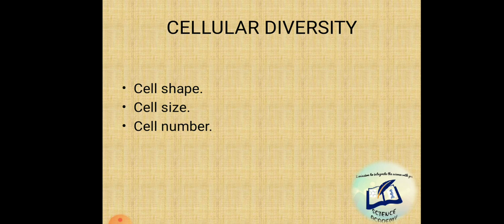Okay. So now cell size. Cell size also varies in different organisms and also in different parts of the same organism. Similarly, cell number also varies in the same way. So, cells have diversity in these three manners: cell shape, cell size and cell number.